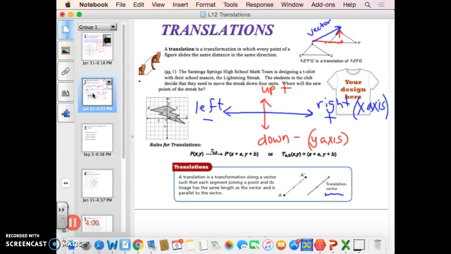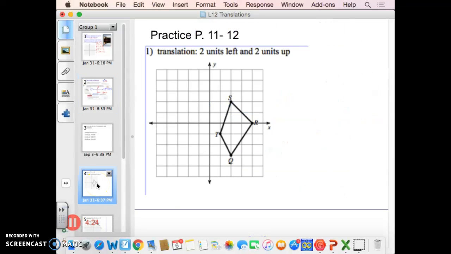And now if you look at how you write the rule, the way we write the rule is right here. You're going to take the x-coordinate and add or subtract some value, and then take the y-coordinate and add or subtract some value. Whether you have a plus sign or a minus sign depends on if you're moving up or down. So let's look at some examples, and then I'll tell you what your assignment is for today. So this is practice pages 11 and 12. This is number 1. One way to write a rule is to explain where you're going to go. So this says we're going 2 units to the left and 2 units up.